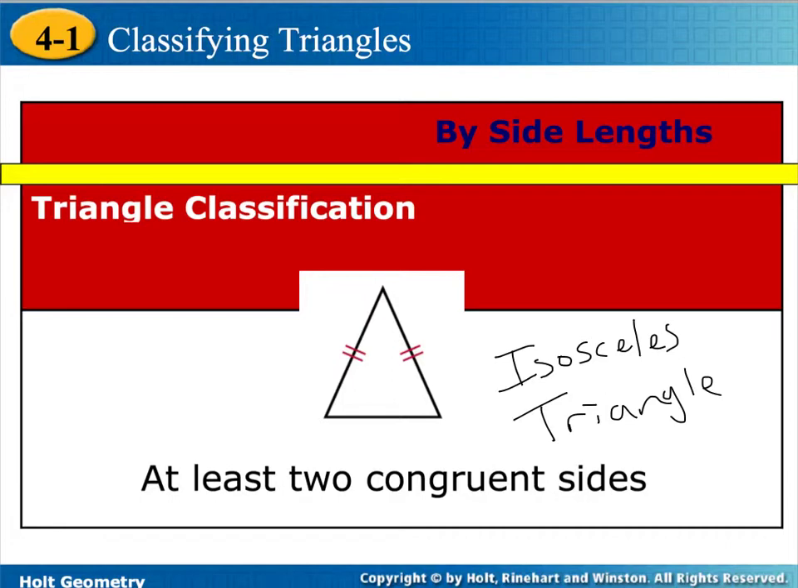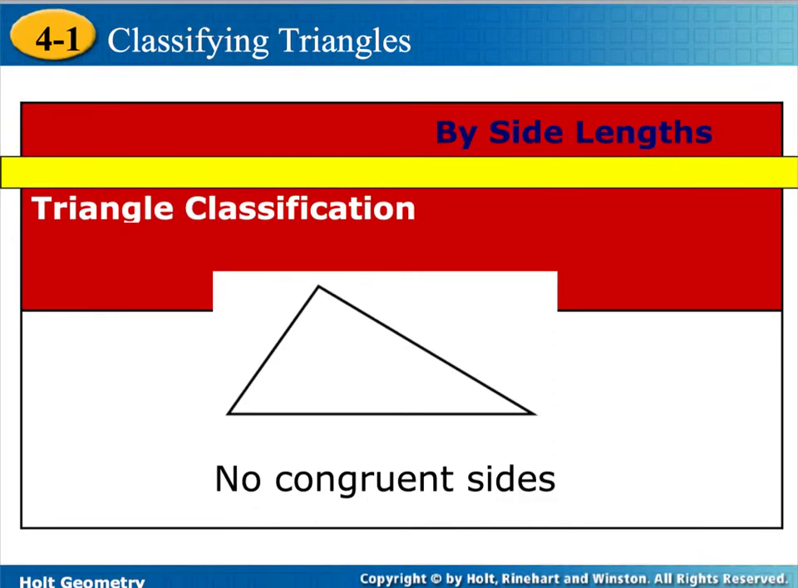All right, moving on. The last one is going to be no congruent sides. If a triangle has absolutely no congruent sides, none whatsoever, zilch, 0, it is known as a scalene triangle. Scalene triangle is going to be no congruent sides. Okay, that means nothing is equal. All right, so we have 3 classifications for side lengths. We have scalene, we have isosceles, we have equilateral. Let's see how we do with this.